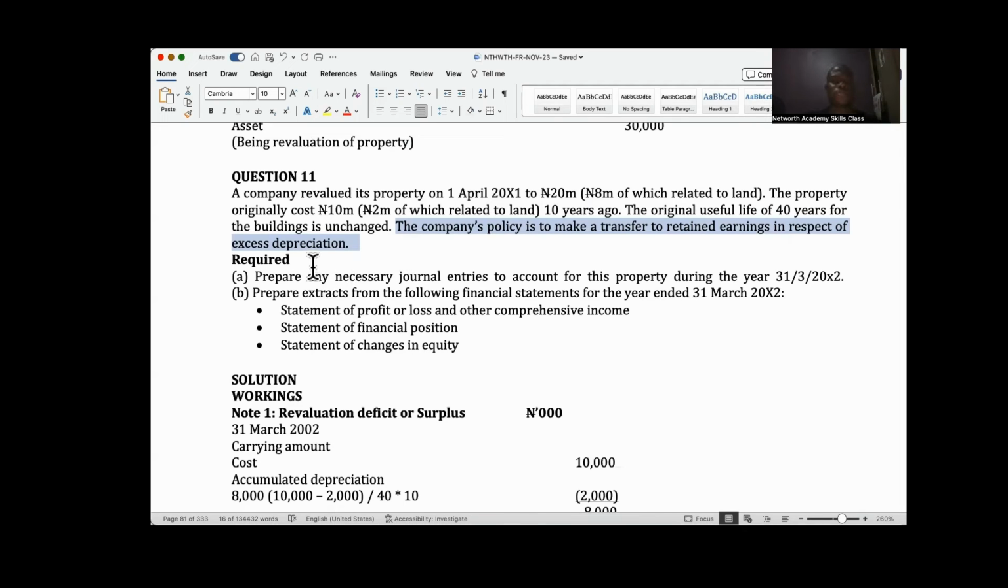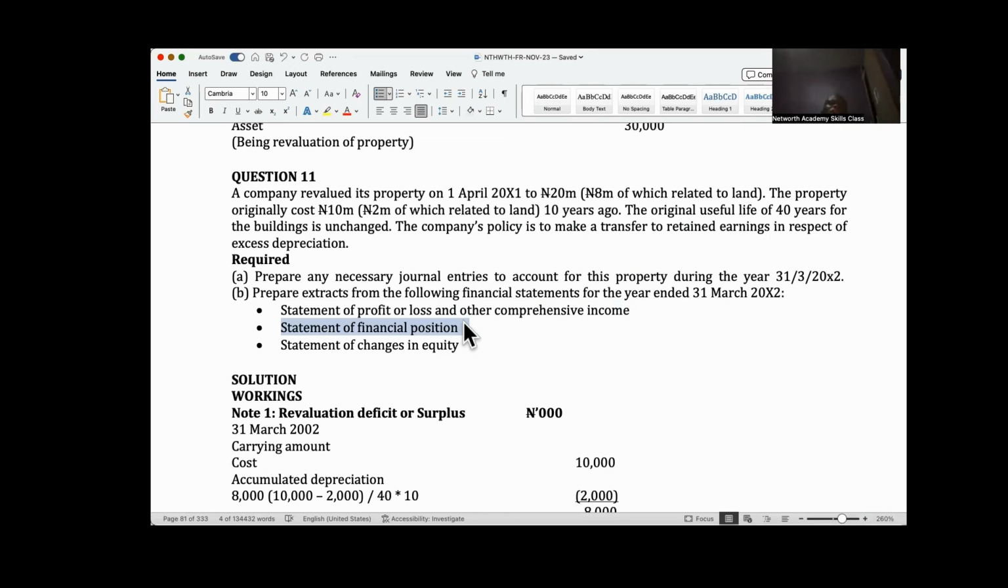So required, we're asked to prepare all the necessary journal entries to account for this property for the year ended 31st March 2002. We are also asked to prepare an extract from the following financial statements for the year ended 31st March 2002: a statement of profit or loss and other comprehensive income, a statement of financial position, and a statement of changes in equity.